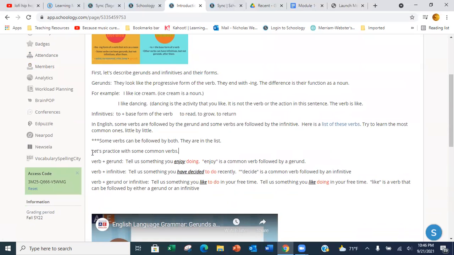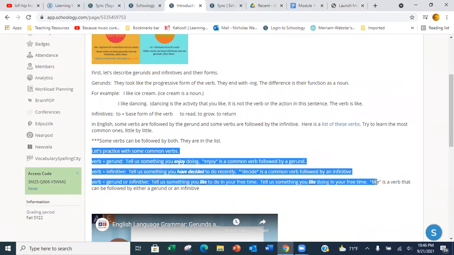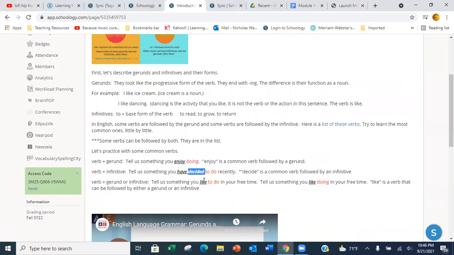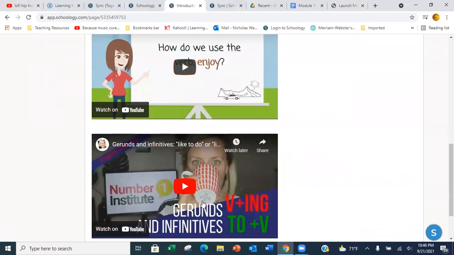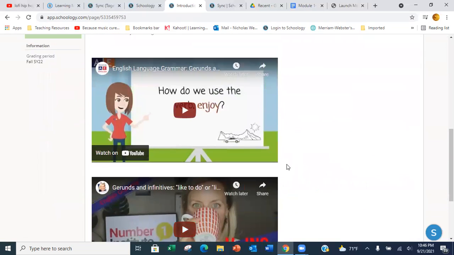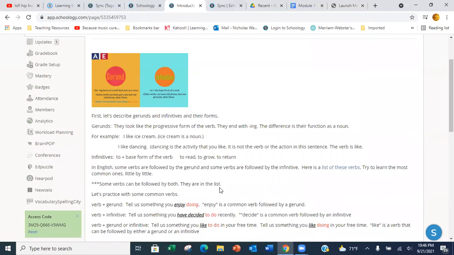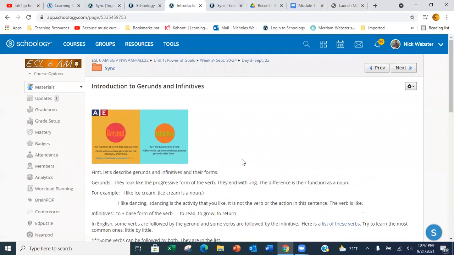Okay, and here's the practice. We're going to practice using enjoy, have decided, and like, followed by gerunds and infinitives. And these are the grammar forms that we can use in those sentences. Here are some videos we will watch that will help us to understand this grammar a little bit better. And we will work in small groups to have these conversations to practice them a little bit more.